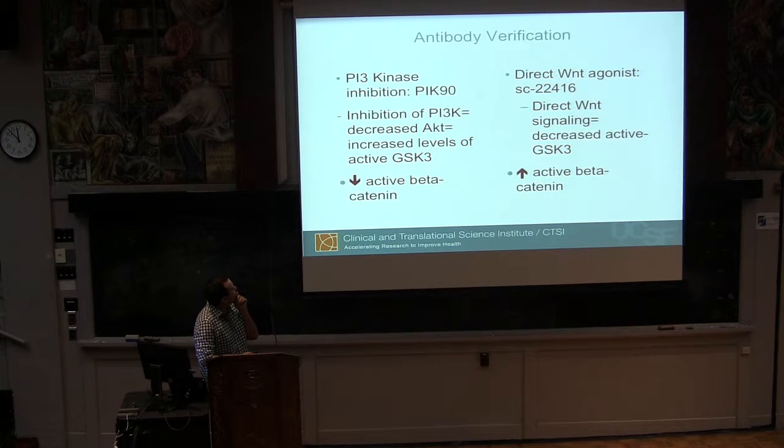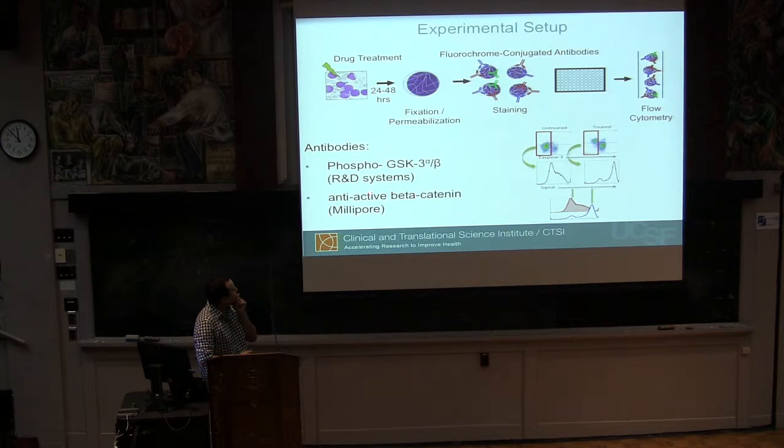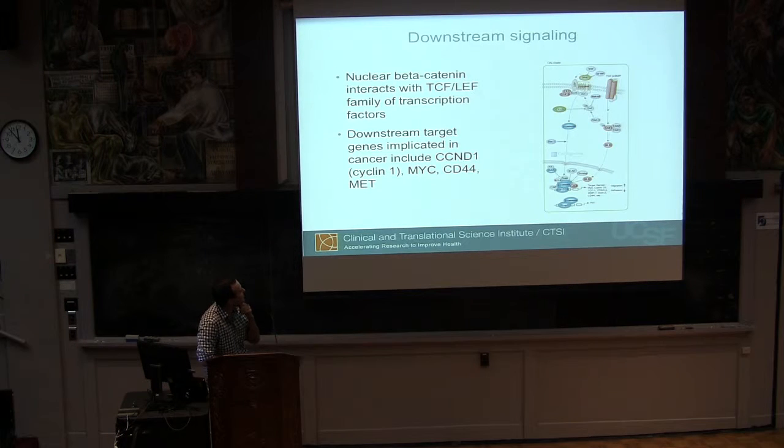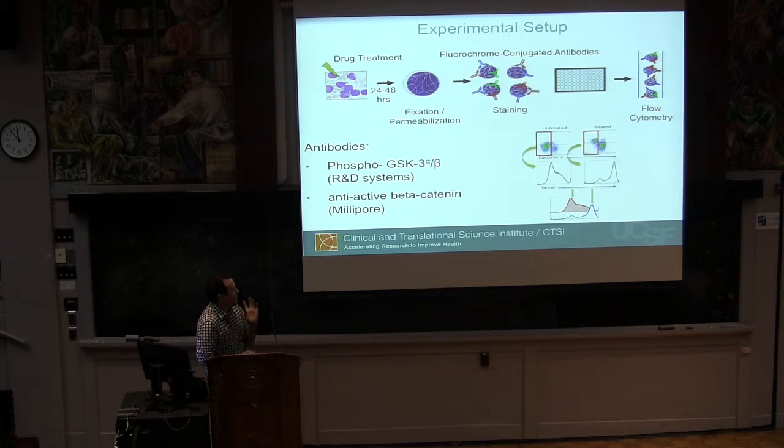I think just briefly, we used both the GSK and the anti-active beta-catenin, which is really hard to say. I never say it right. This is the antibody that's raised very specifically to that hypophosphorylated beta-catenin. And then GSK is a protein that will be attached to this beta-catenin in the cytoplasm if it's not active. It's a big complex of proteins, but it's one of them.